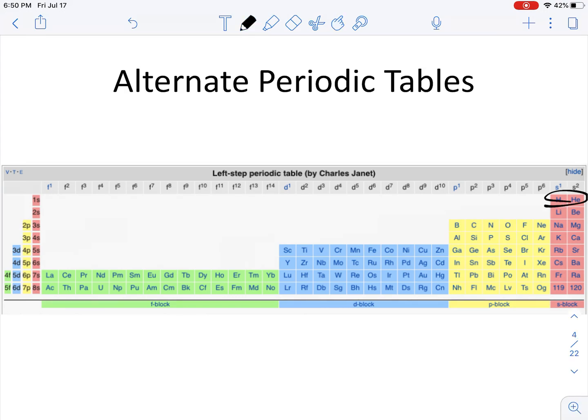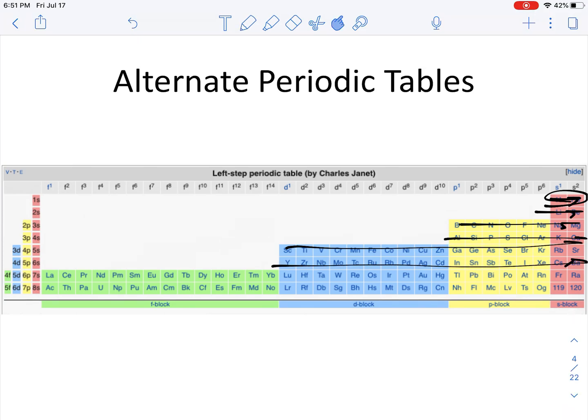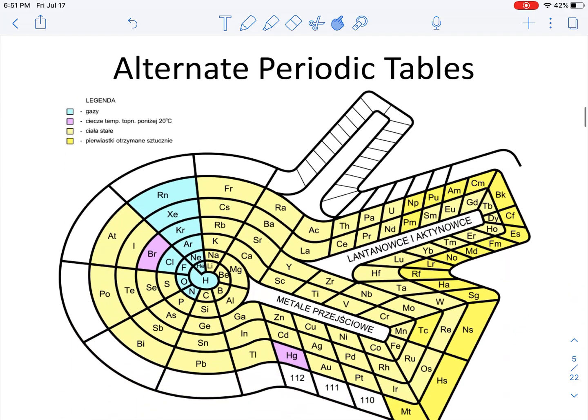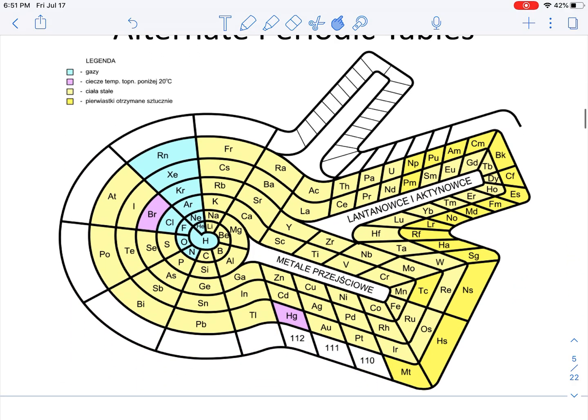For instance, here's one where they have put all of the S's that are over here on the right. And again, you just follow this along from left to right, and doing so like this. I'm not exactly sure why this one wasn't more popular than the one that we have. Here's a fun one. This one here shows, again, the different periods and the different groups.